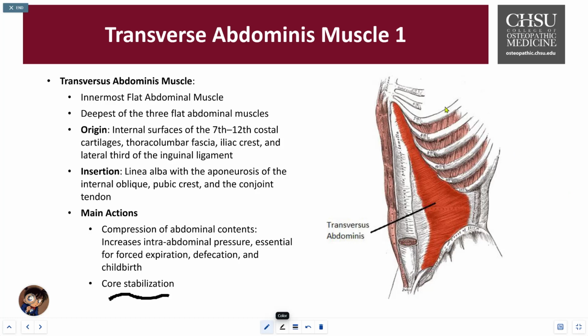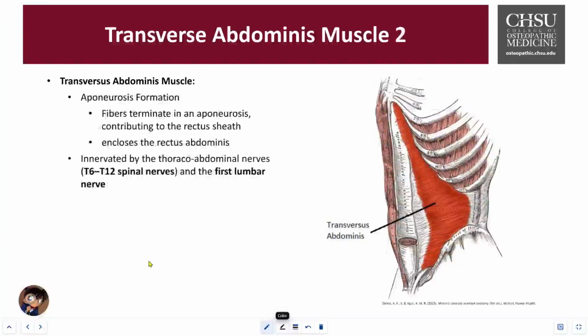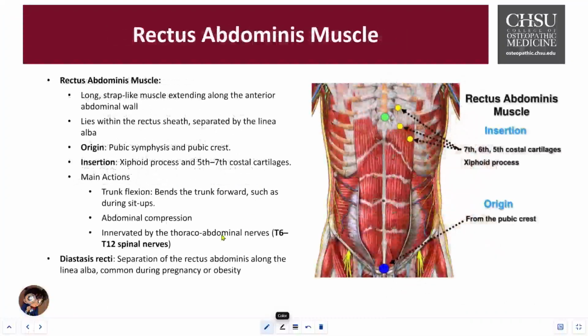So over here, a visual of the transversus abdominis. And then the aponeurosis formation also terminates, contributing to the rectus sheath. It encloses the rectus abdominis, and it's innervated by the T6 to T12 spinal nerves and also the first lumbar nerve. Now let's take a look at the rectus abdominis muscle.